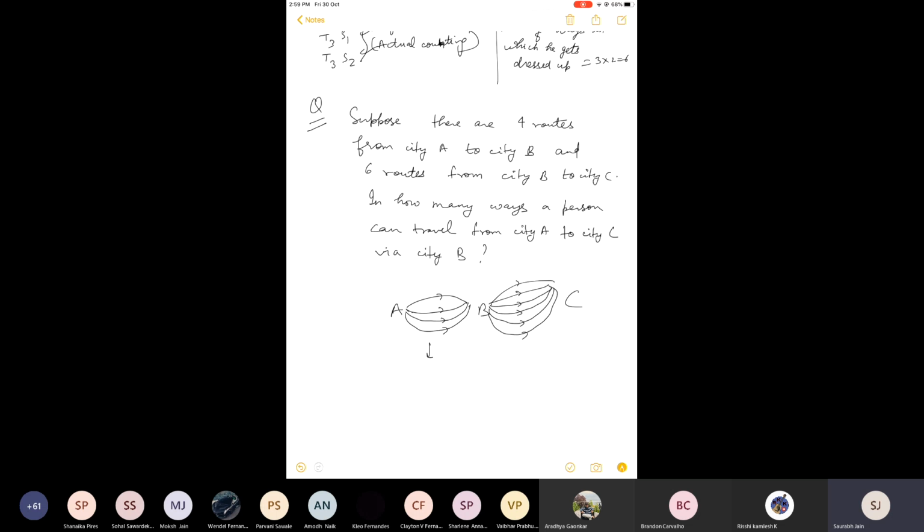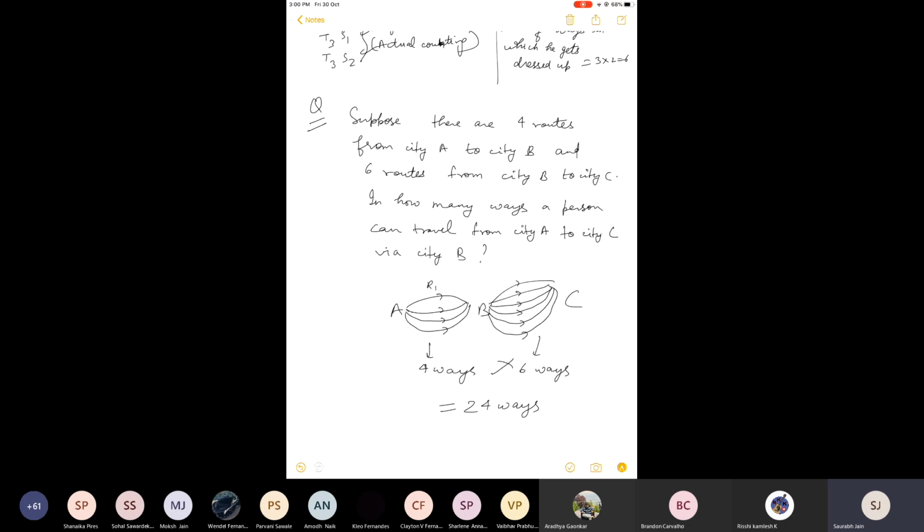So no problem. I am writing four ways. So what will be the language? The language will be that the first work can be done in four ways, meaning a person can travel from A to B in four ways. Following which, the multiplication will come. Following which, he can travel from B to C in six ways. As a result, there will be 24 ways of reaching C from A via B.